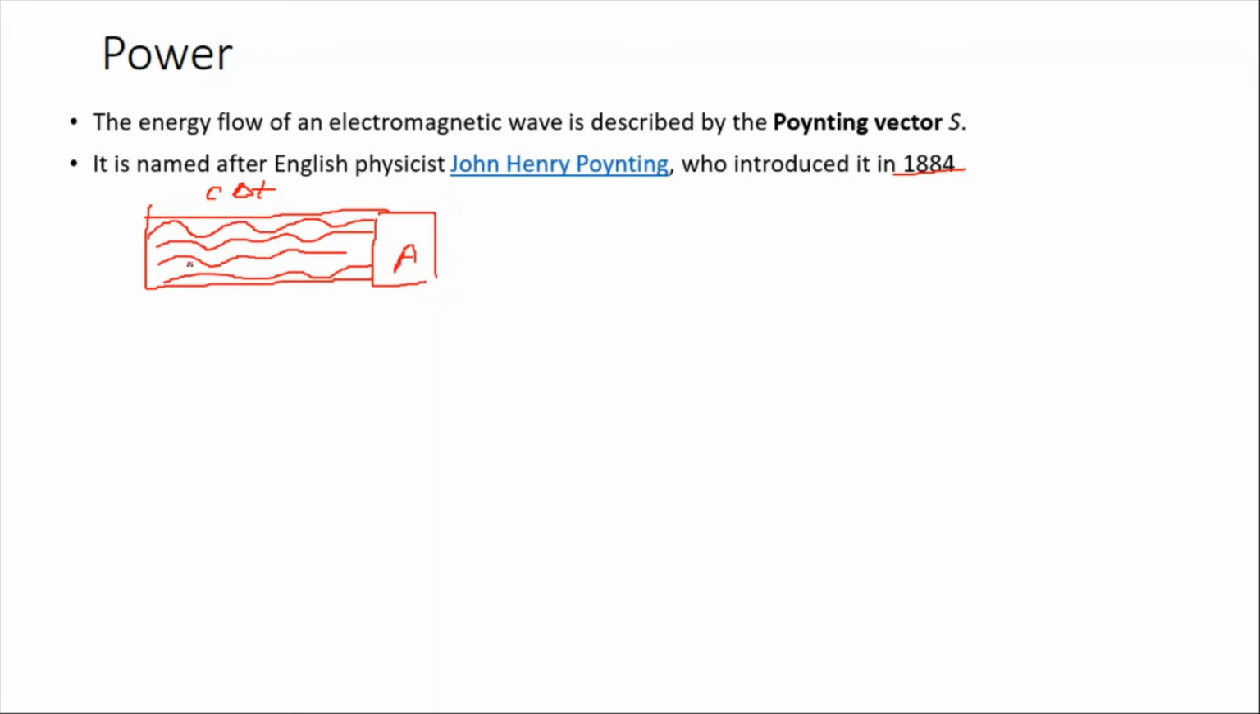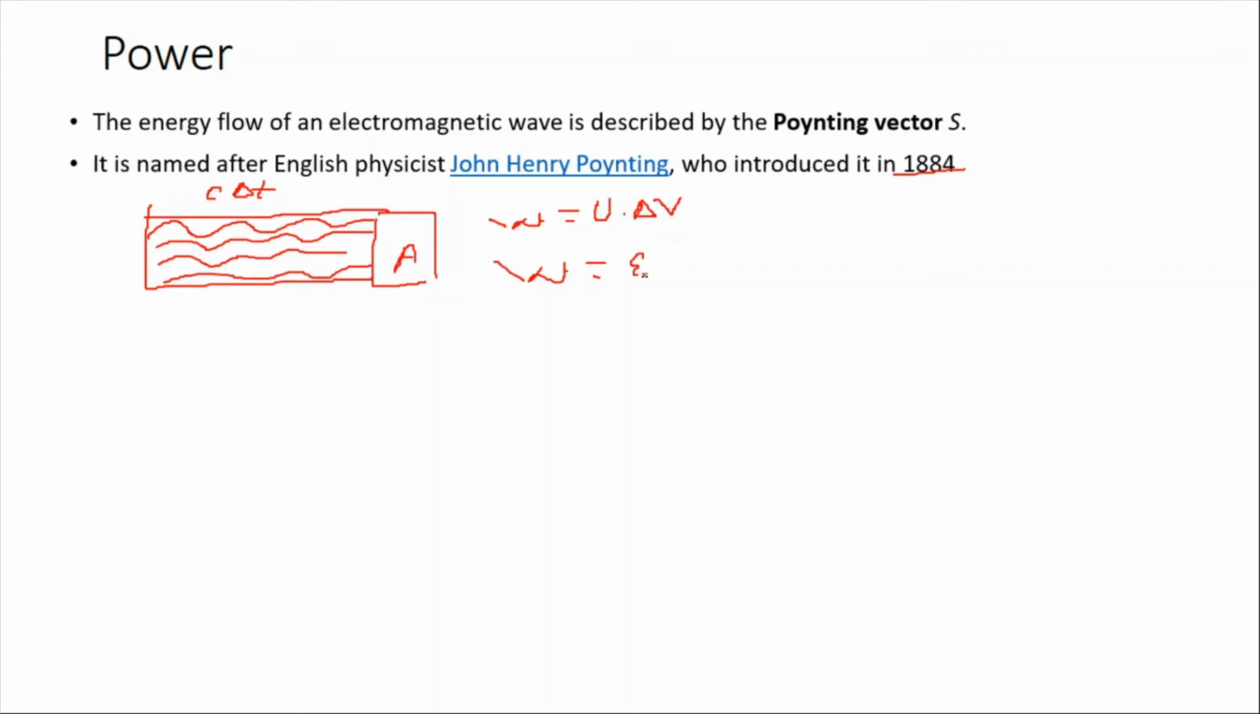All this energy is going to be transferred to this area, and some power will be delivered to this surface. So the amount of the energy carried in this volume will be equal to the density of the energy times delta volume. And what is the volume of this space?